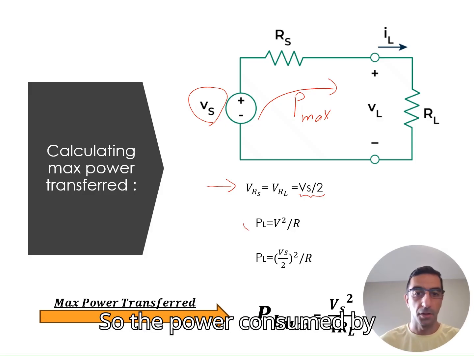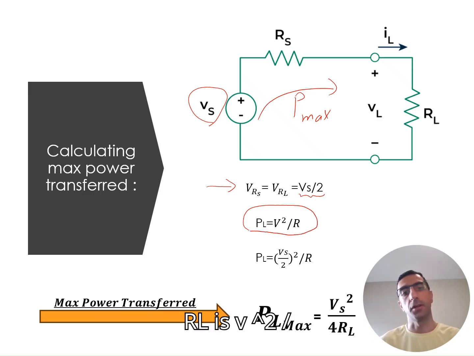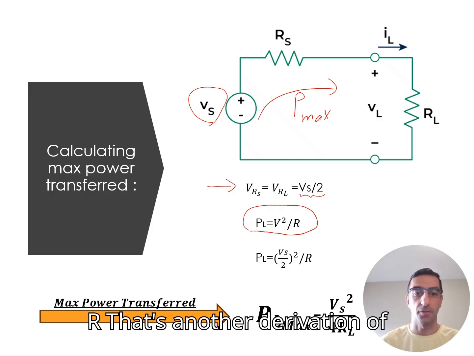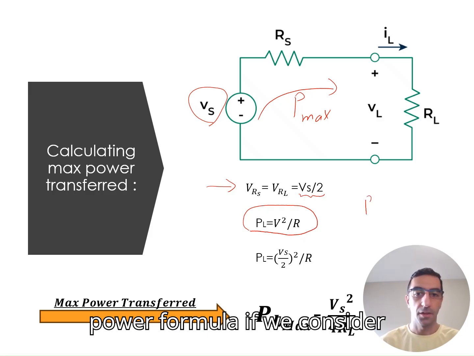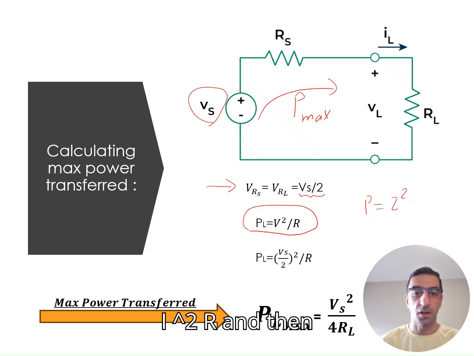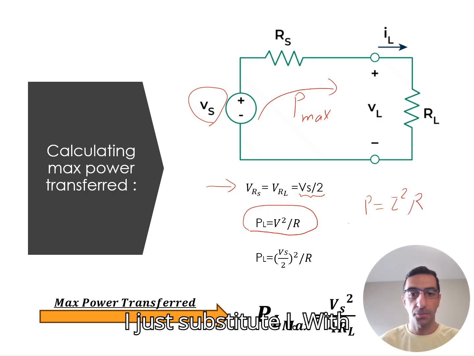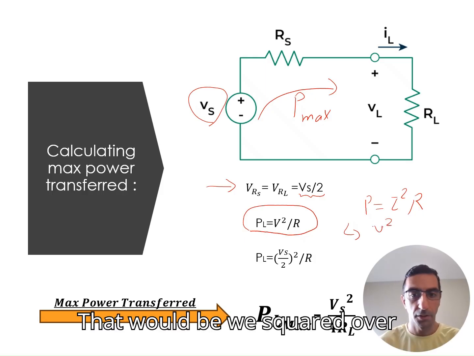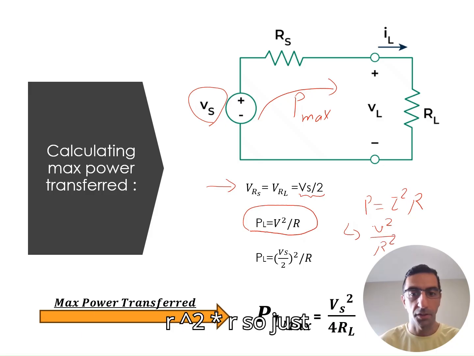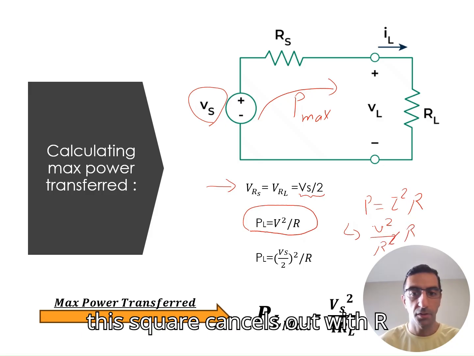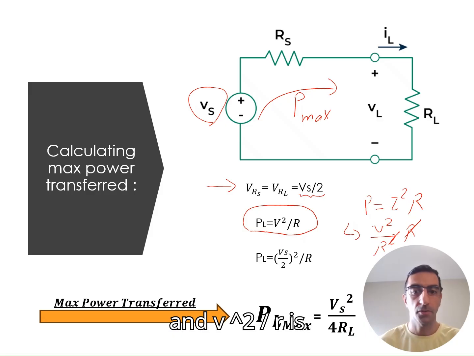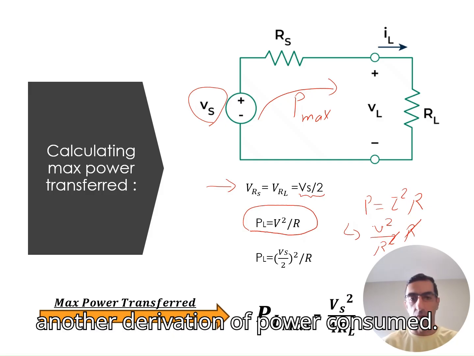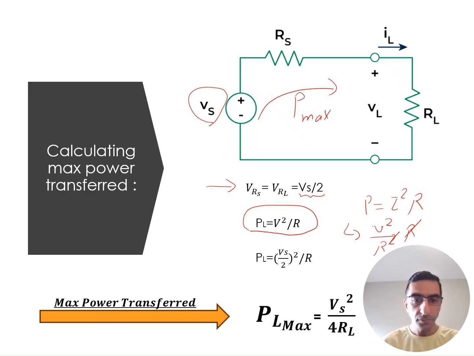So the power consumed by RL is V squared over R. That's another derivation of the power formula. If we consider I squared R, and then substitute I with V over R, that would be V squared over R squared times R. So this square cancels out with R, and V squared over R is another derivation of power consumed.